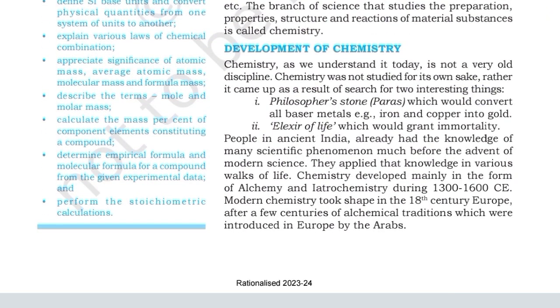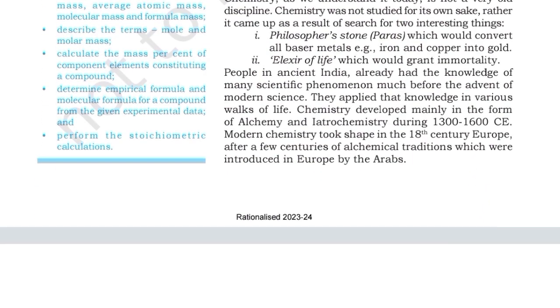Development of chemistry. Chemistry, as we understand it today, is not a very old discipline. Chemistry was not studied for its own sake. Rather, it came up as a result of search for two interesting things. One, philosopher's stone or paras, which would convert all baser metals, for example iron and copper, into gold. Two, elixir of life, which would grant immortality.